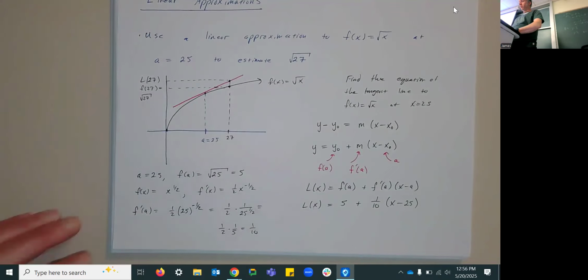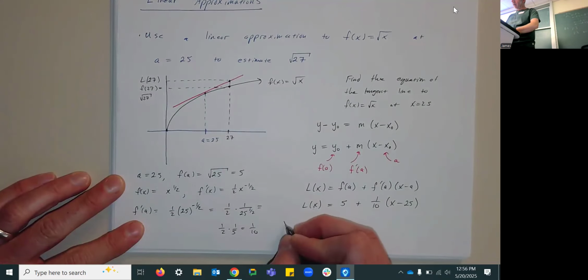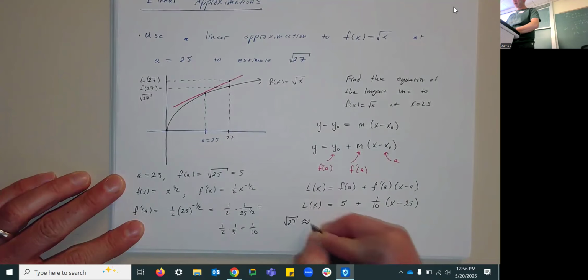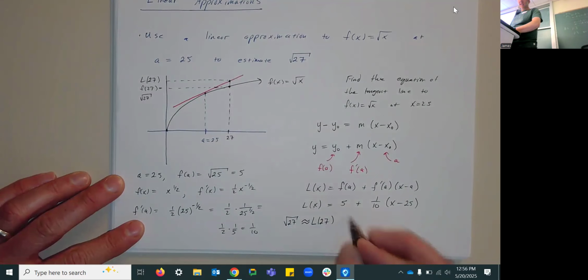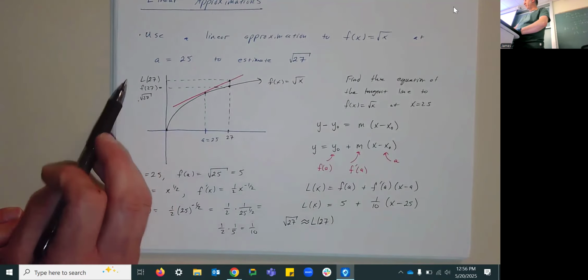So we're not going to plug in 25 for x, we're going to plug in 27 and say that, okay, the square root of 27 is approximately our linearization evaluated at 27. See over here how they're not the same? Square root of 27 and L of 27 are a little bit different from each other.